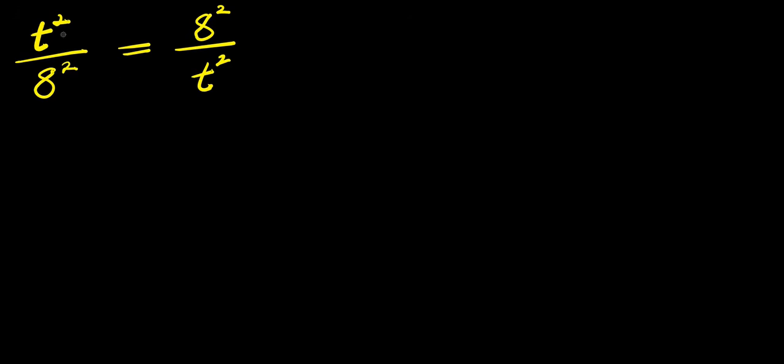Hello, how to solve this? We have t² divided by a² equals a² divided by t². We are solving for all values of t that satisfy this equation. Let's start by cross multiplying.